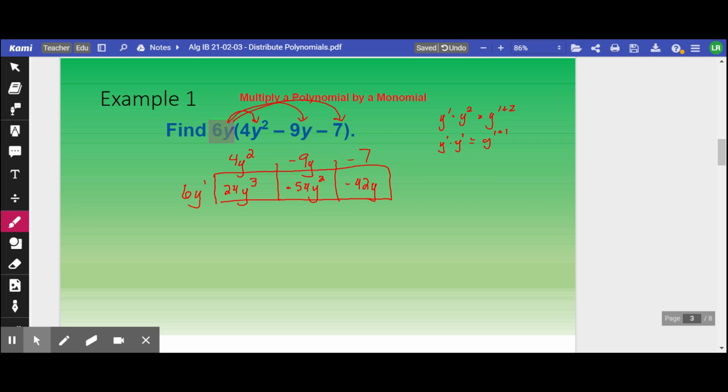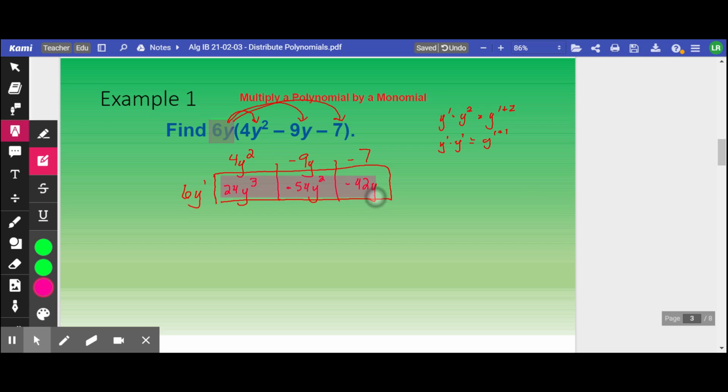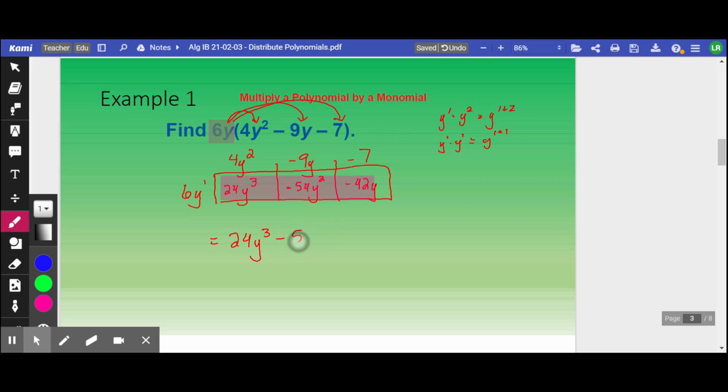Okay. Now, inside the box, I have these three things. None of them are like terms, so make sure you put it in standard form. I would have 24y to the third minus 54y squared minus 42y. And that'd be done. Again, the box is essentially doing the same thing that we would do when we distribute. It just organizes it a little bit more.